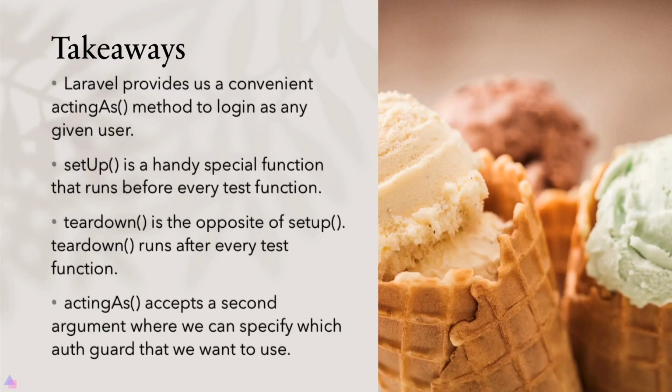Key takeaway for this lesson: Laravel provides us a convenient acting as method to log in as any given user. The setup method is a handy special function that runs before every test function. It's good for us to put in logic where we want to apply it for every test function inside a test case. Teardown is the opposite of setup, and it runs after every test function. Acting as accepts a second argument where we can specify which auth guard that we want to use. We can add more auth guard in the auth configuration file if we wish to.